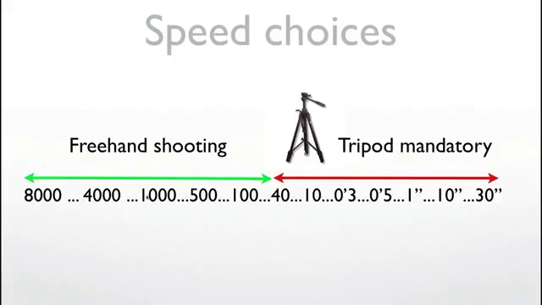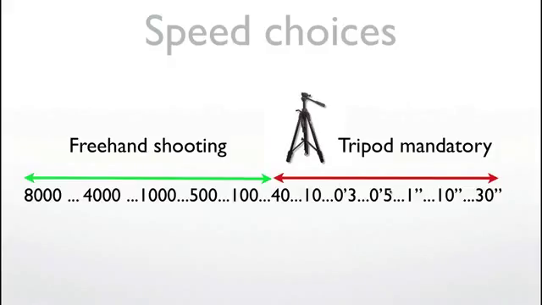1/4,000 of a second, 1/1,000 of a second, 1/500 of a second, 1/100 of a second, 1/40 of a second, 1/10 of a second, and then it goes to 0.3 of a second, 0.5 of a second, 1 second, 5, 10 seconds, and 30 seconds. That's usually the longest. So this is very slow shutter speed.